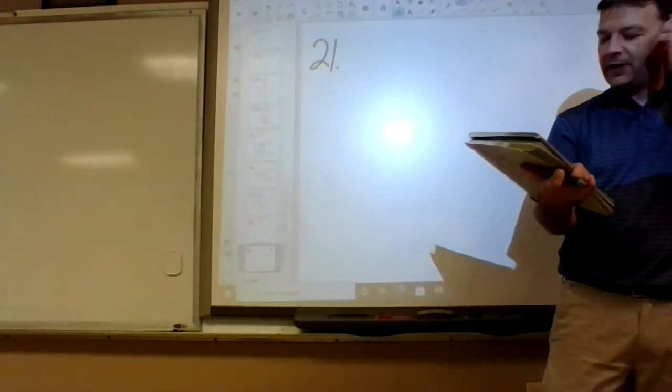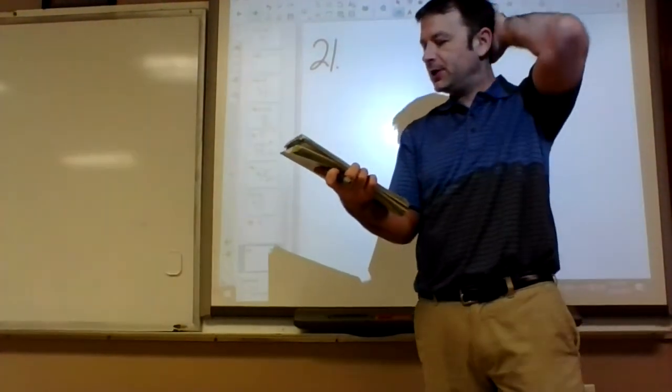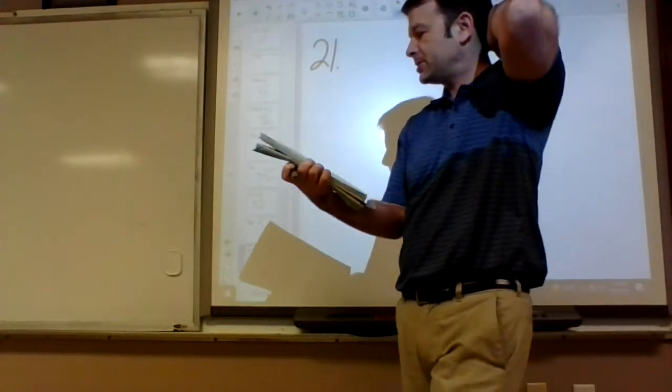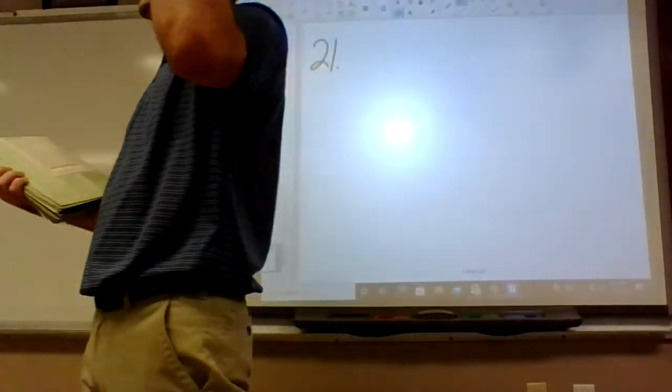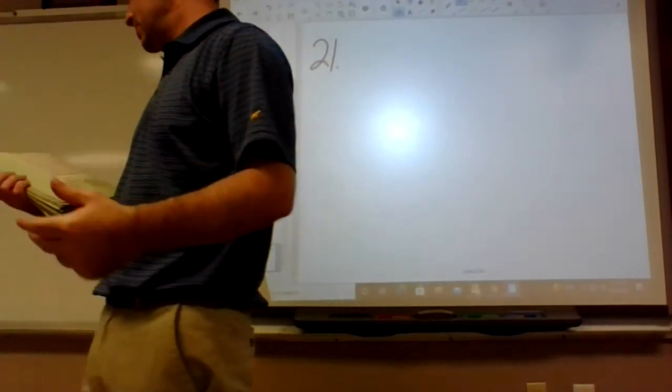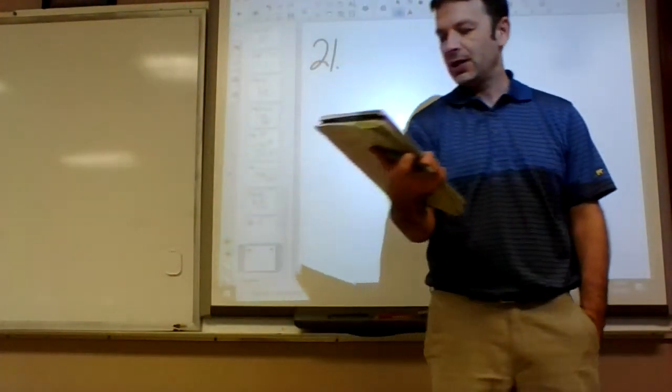Okay, it says find each. We did this one like last Tuesday or Monday or something. For each percent, fraction, decimal, state the equivalent expression in the other two forms. So if they give us a decimal, we need to write percent, fraction. If they give us fraction, percent, decimal, that kind of thing. We did this last week.